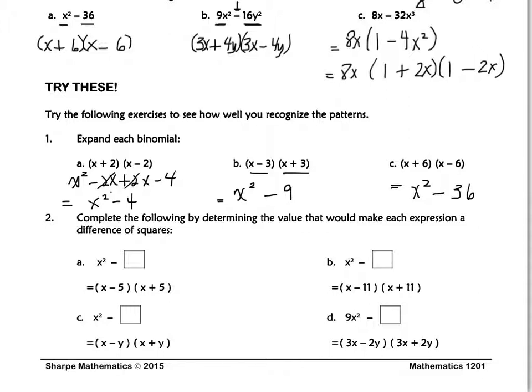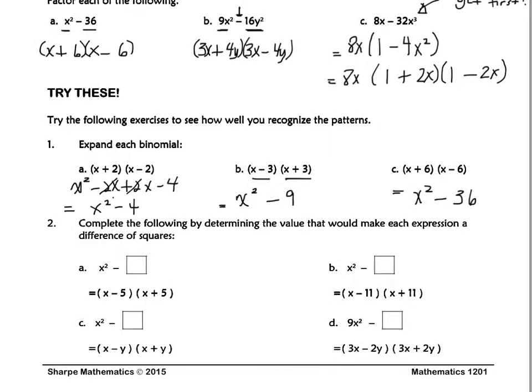All right, so the next question asks you to come up with some numbers that would work backwards from the factors. If you had factors x plus 5 and x minus 5, you would end up with x squared minus 25. And x minus 11, x plus 11 would be x squared minus 121. And this one would be y squared, because the second term is y in both of those factors. And the last one should be 2y times 2y, or 4y squared.